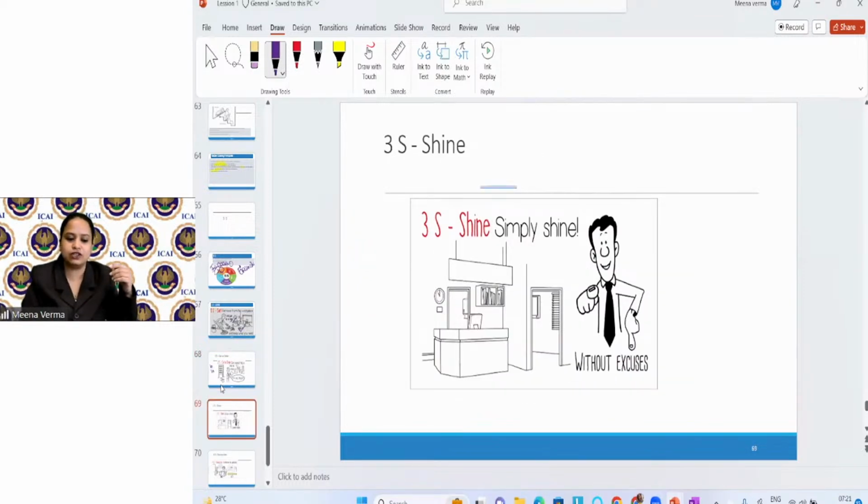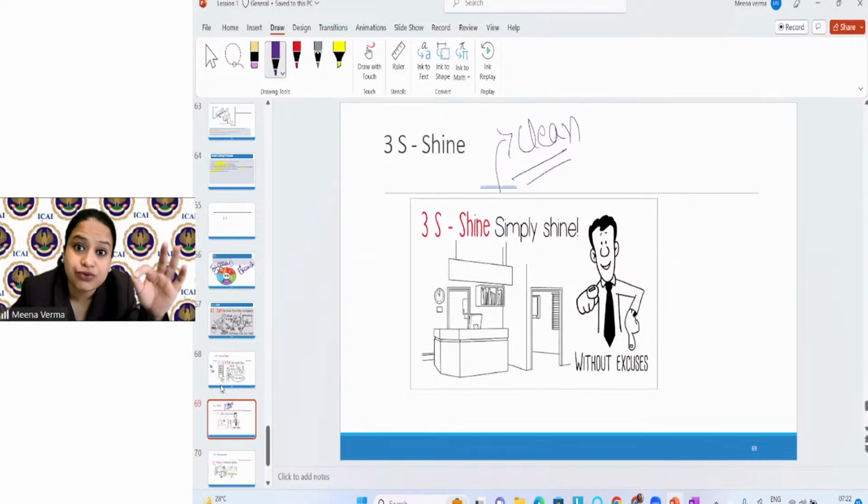Then regular cleaning. Do not depend upon the maid or the peon of the company. Cleaning should be your own responsibility. Whatever you have sorted, then set in order, now you have to clean the places. Clean the desktop. It is the responsibility of the worker, those who are working there, not the responsibility of any cleaning house or peon or maid. When you are sitting at your desk, first clean your desk. If you're a student also, do not put your responsibility on others. Clean your place. Shine, simply shine, without any excuse.